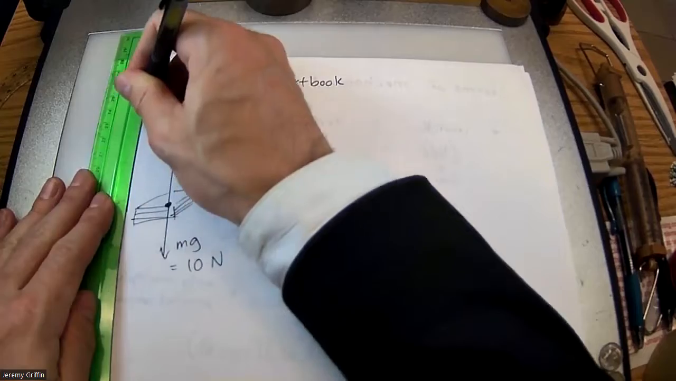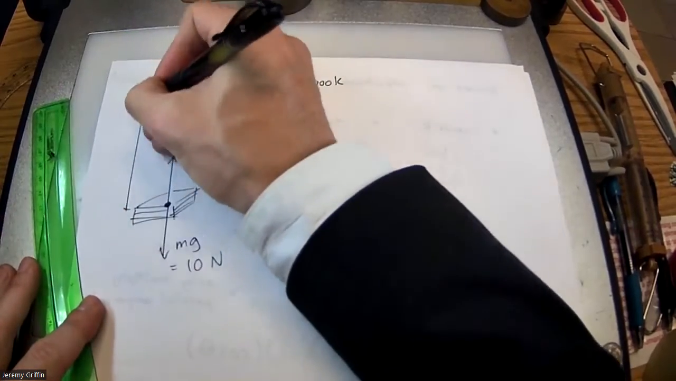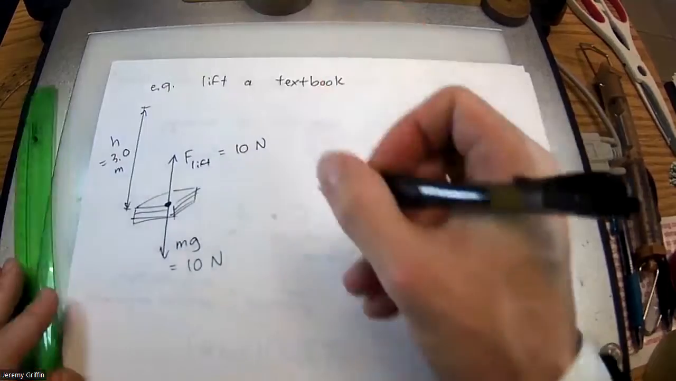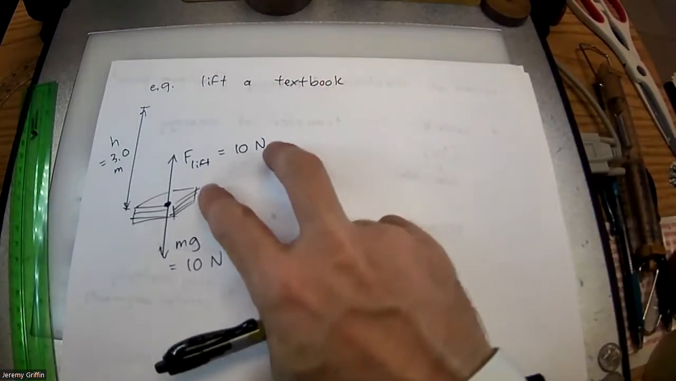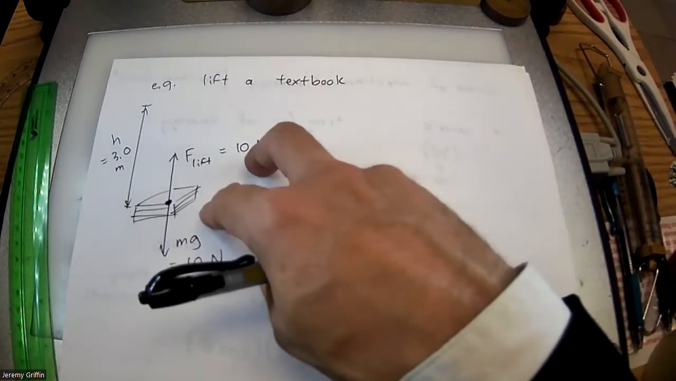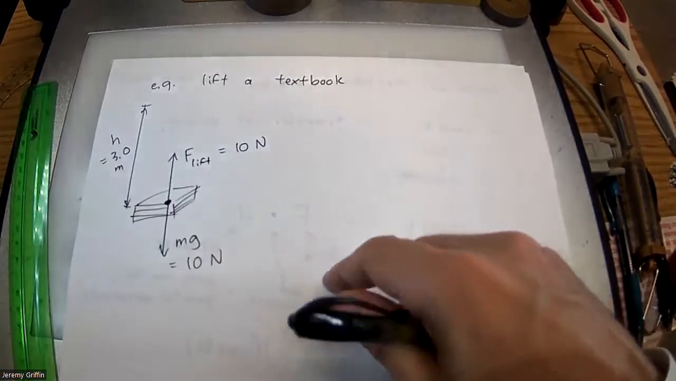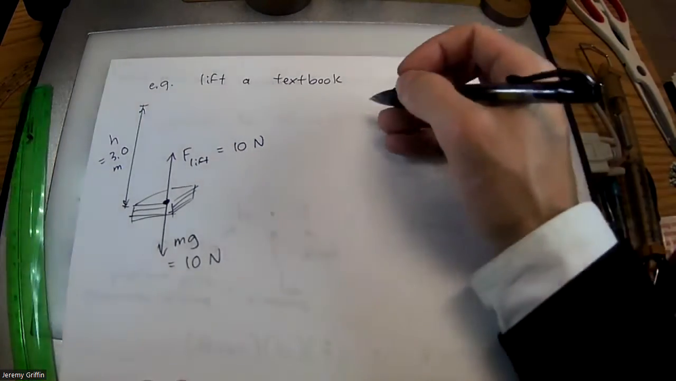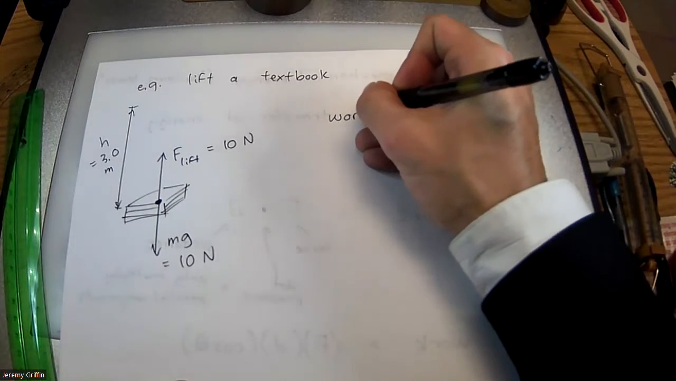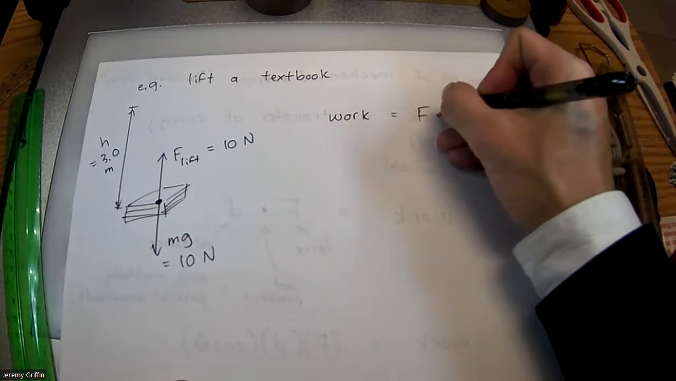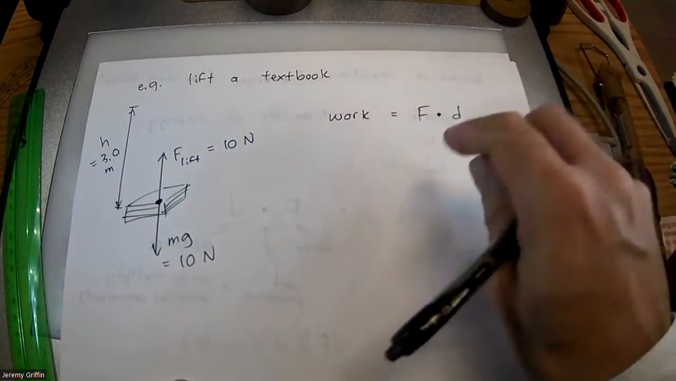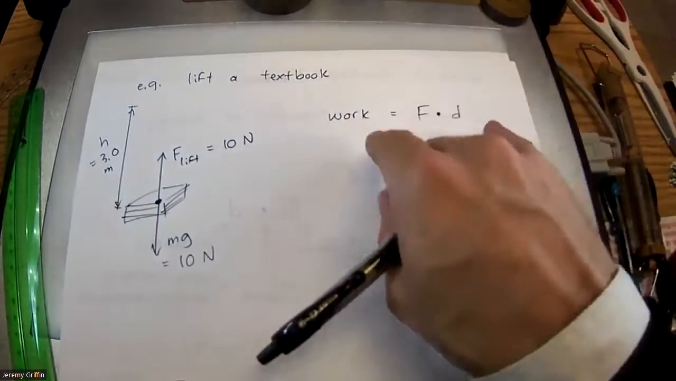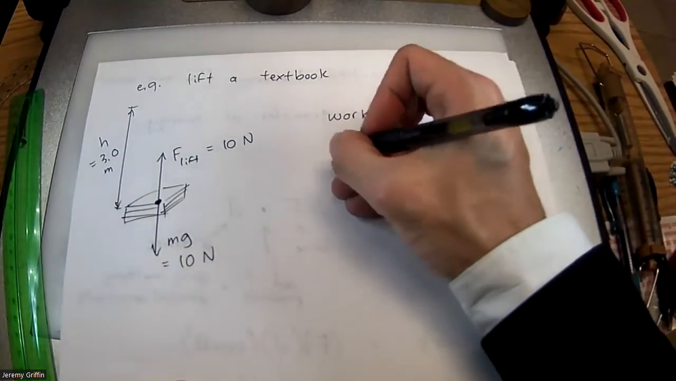Now let's say I move this thing up some height, say a height of 3 meters. So I'm applying an upward force that's balancing out its weight, and I'm lifting it this many meters. Well, wouldn't it take energy to do that, to lift the book? So the work done lifting the book is force dot distance, and in this case they're all parallel. I'm lifting straight up and it's moving straight up, so you just multiply them together.